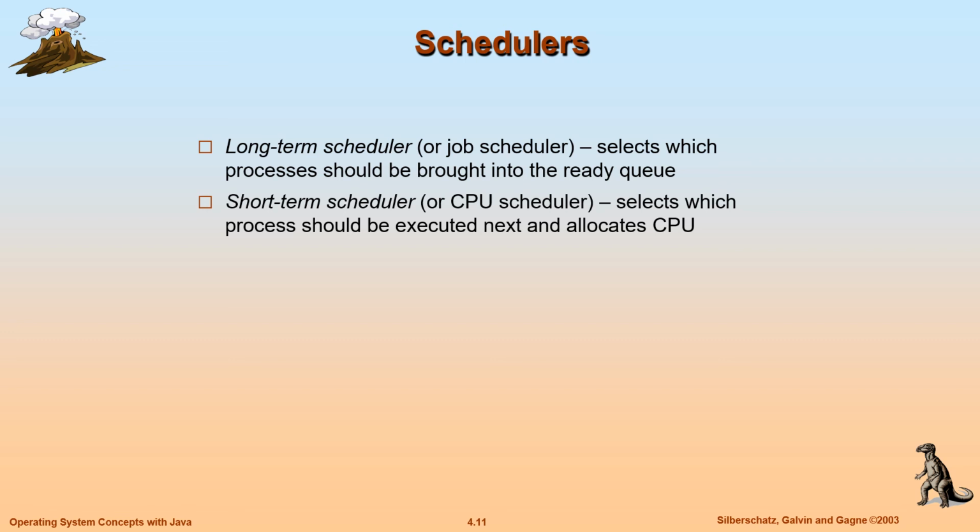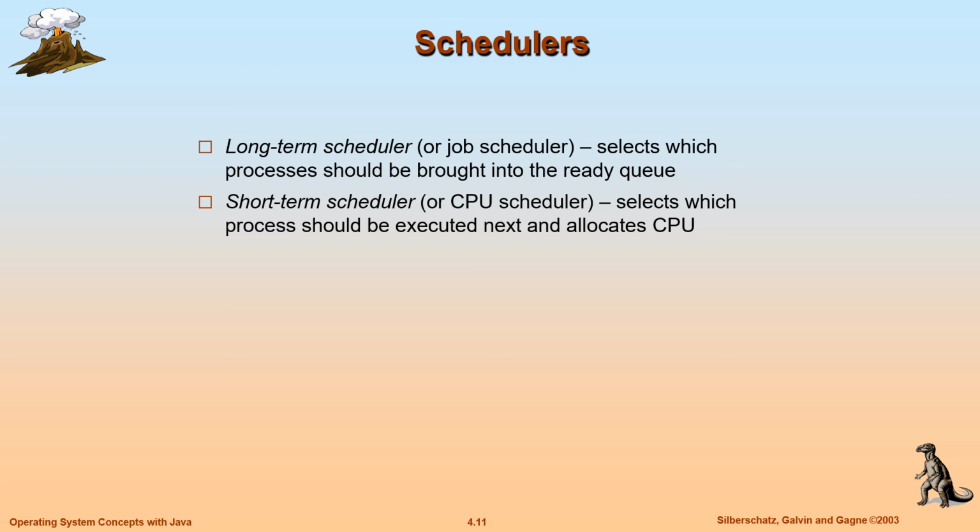Next, the short-term scheduler or CPU scheduler. Processes are loaded by the long-term scheduler into the main memory. Now the main memory is filled with a number of processes. The CPU scheduler selects any one of the processes and gives it to the CPU for execution. This is called the short-term scheduler.